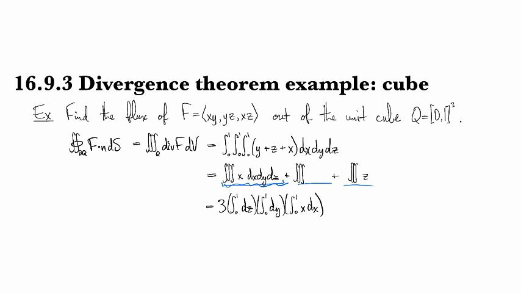Okay, so I'm going to get 3 times, and then when we integrate, we'll get z evaluated from 0 to 1, which is 1. And then the same for this one. And then for this one, we'll get x squared over 2, which will give us a 1/2. And so we get 3 over 2, which is a lot nicer than having to set up 6 dumb surface integrals.